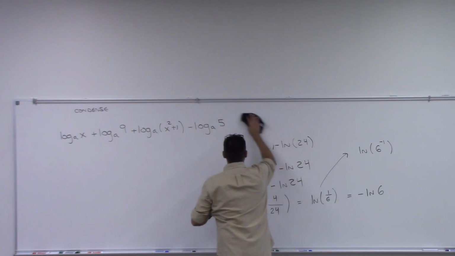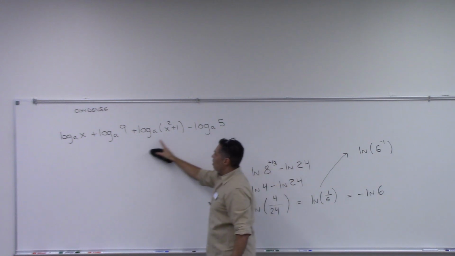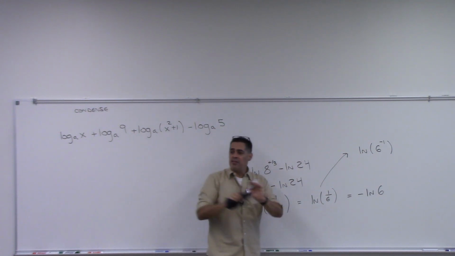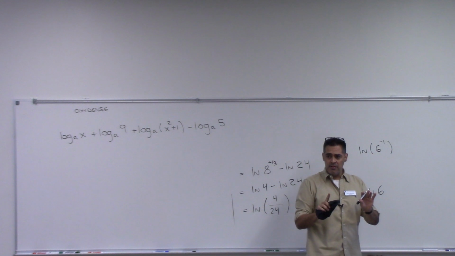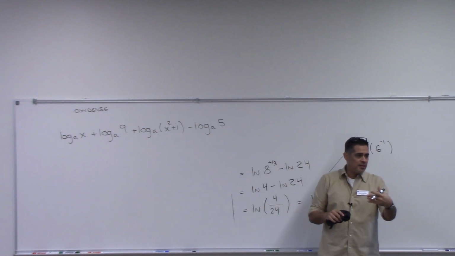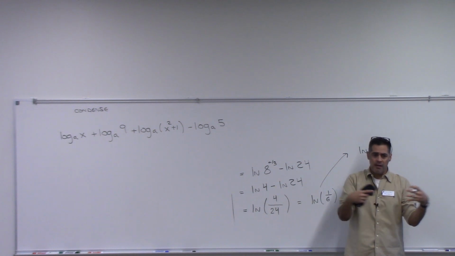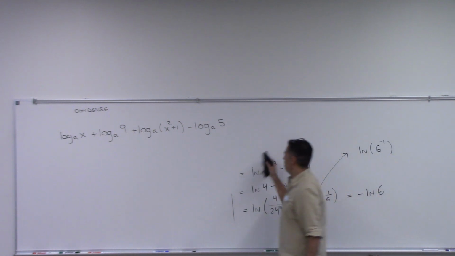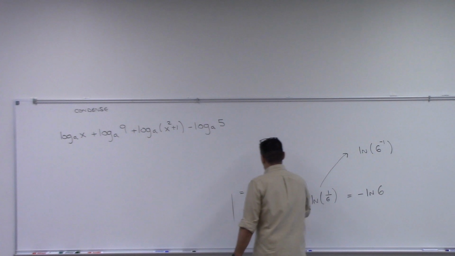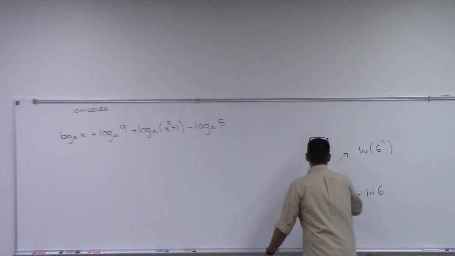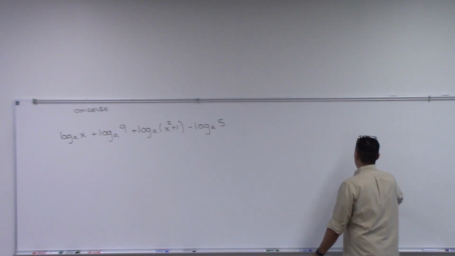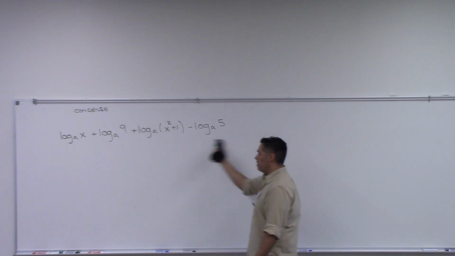I should mention that if any of these logs had different bases, the properties are not valid. So if you had log base 4 and log base 5, you can't put those together. They have to have the same base. It doesn't come up that often, but you need to know that you have to have the same base for these properties to work. These all have the same base.